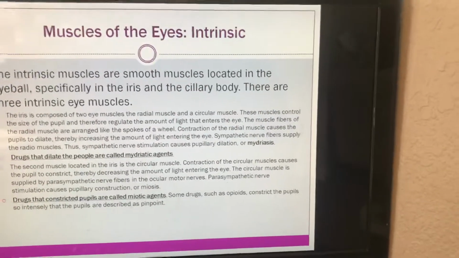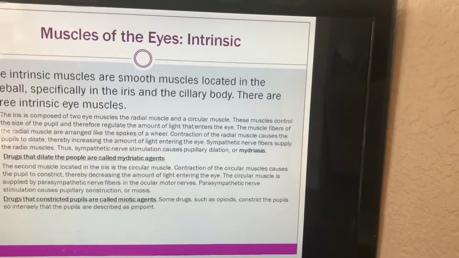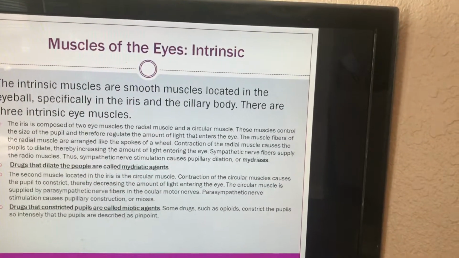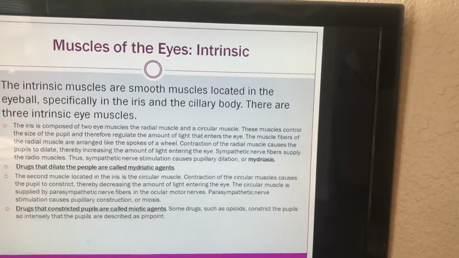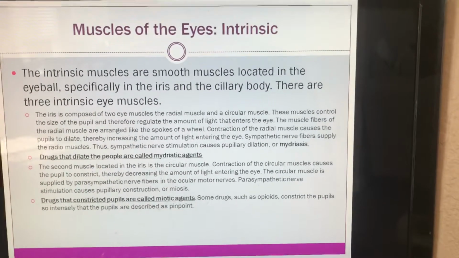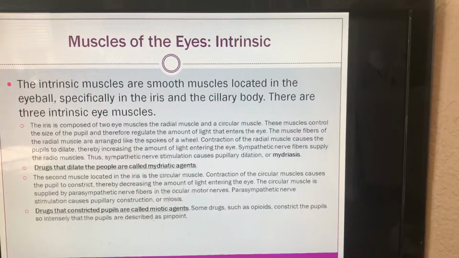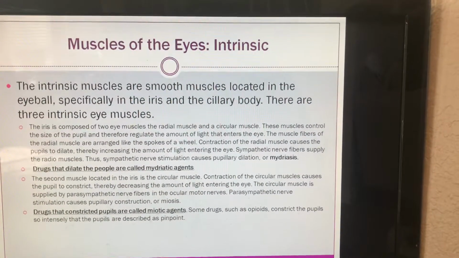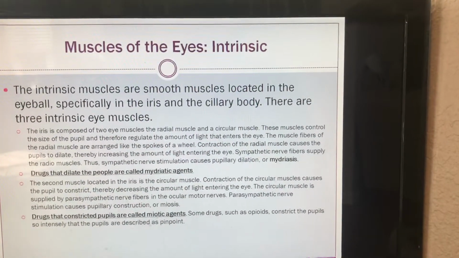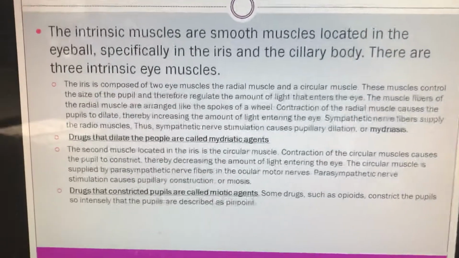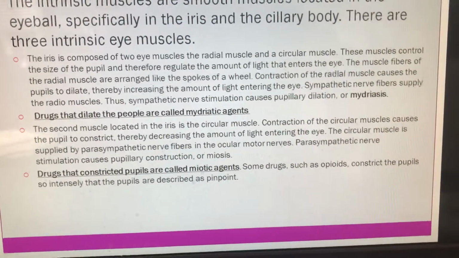The muscle fibers of the radial muscle are arranged like the spokes of a wheel. So contraction of the radial muscle causes the pupils to dilate, thereby increasing the amount of light entering the eye. So sympathetic nerve fibers supply the radial muscles. Thus, a sympathetic nerve stimulation causes pupillary dilation, which is called mydriasis. So drugs that dilate the pupil are called mydriatic agents.